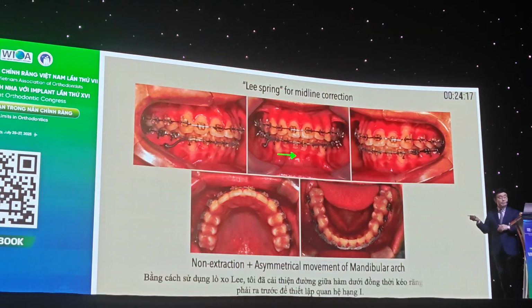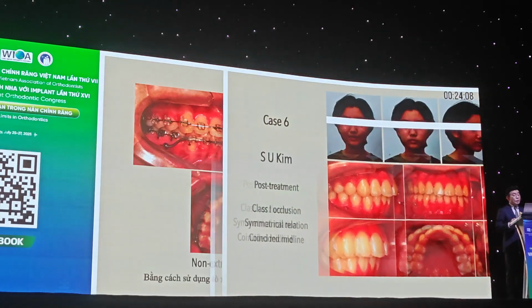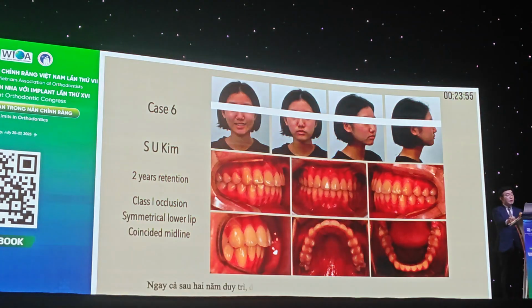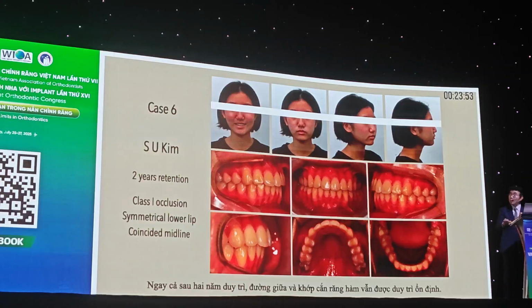Employing the lead spring, I improved the mandibular midline while advancing the right molars forward to establish a class 1 relationship. Utilizing a single TAD, I achieved considerable midline improvement and successfully established a symmetrical class 1 occlusion with ease. After 2 years of retention, the midline and molar occlusion have been well maintained.